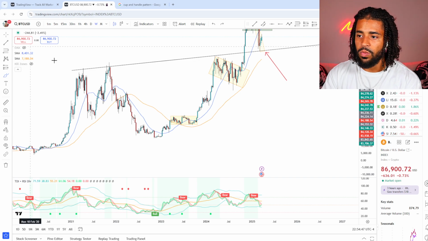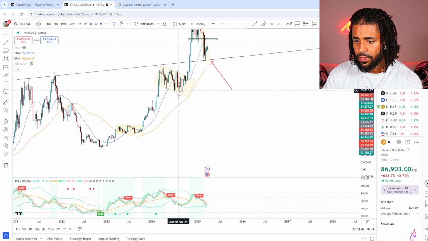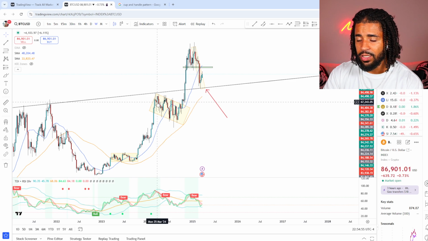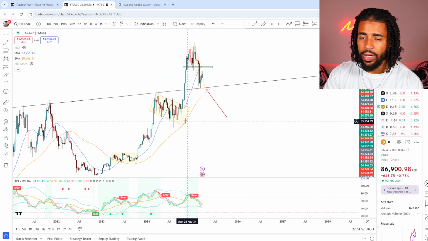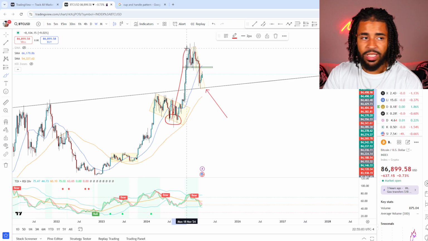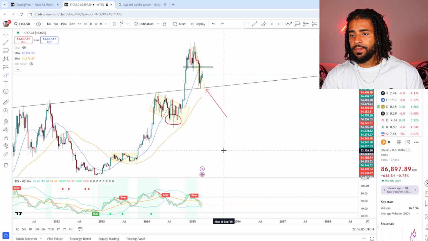Once again, what happened over here? In around August and September of 2024, the price action came between the blue and golden MA. So this was a great opportunity to start looking for buys. And we had another significant push to the upside.